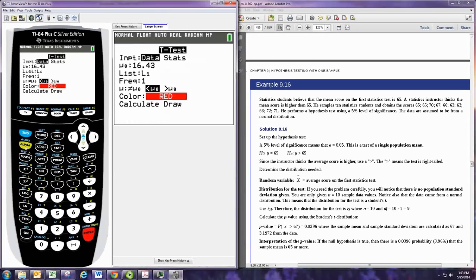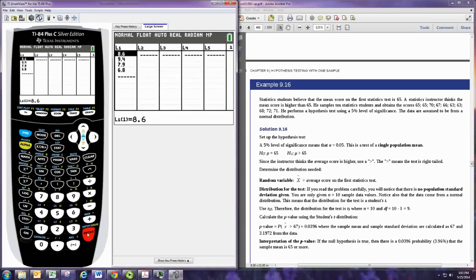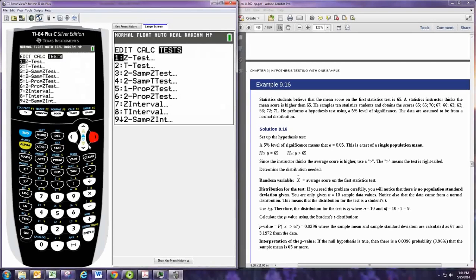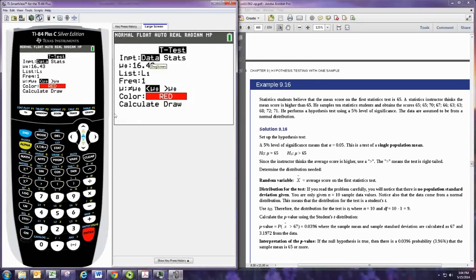We actually have the data, so we do need to put that in first. So really go stat, edit, and we'll put in those scores. We have a 65, 65, 70, 67, 66, 63, 63, 68, 72, and 71. So the test scores are in. Now stat, tests, t-test. And we want to select data, because we have the data in there.